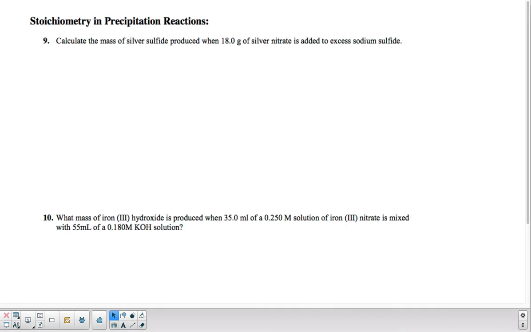Calculate the mass of silver sulfide produced when 18 grams of silver nitrate is added to excess sodium sulfide. So what's our first step in this, do you think? Writing a balanced equation. So we are producing Ag2S. And if we're making Ag2S, it's probably going to be a solid, which it is, but we really don't need to worry about states of matter here. I can get that out of my brain.